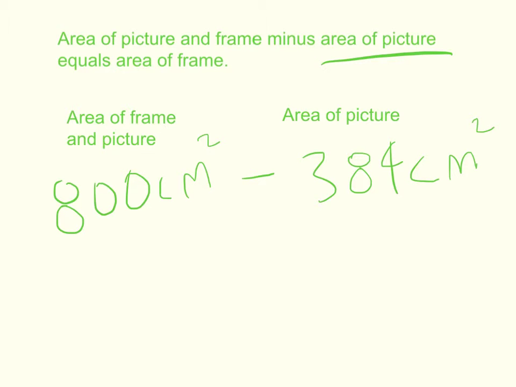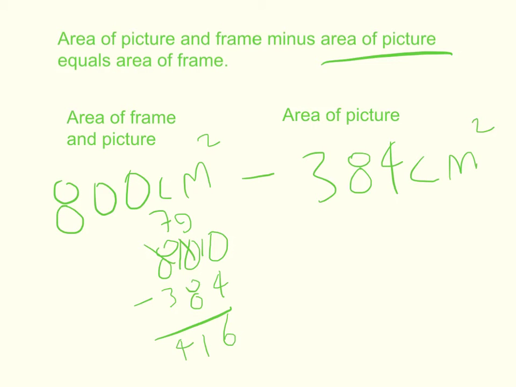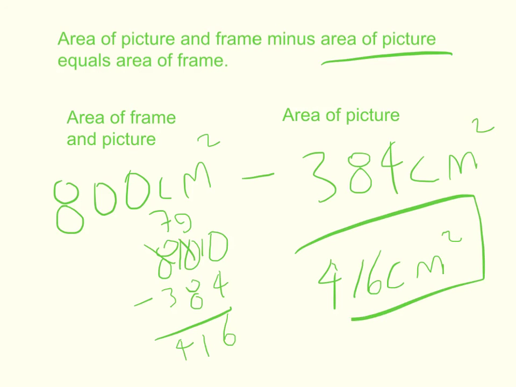So if we take those and set those up, we have 800, and I'll do a little problem here to show y'all, minus 384. Carry that, got the 7, got 10, make that 9, carry the 1, you have 6, 1, 4. And if we add 384 to 416, it looks right. So that means that 416 centimeters squared is the area of just the frame itself. So this is the outside minus the picture on the inside. Hope you enjoyed.